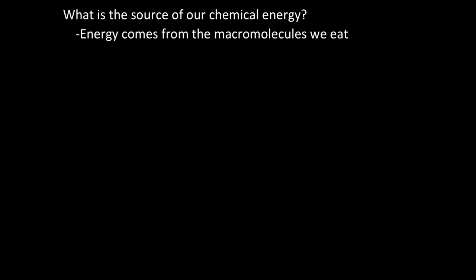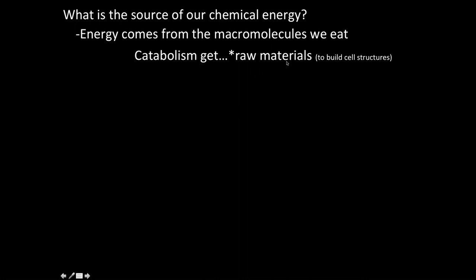We know that macromolecules can be used to build structures for our cells, but we also learned that there's energy there as well. So catabolism, the breaking down of molecules, is going to provide raw materials in order to build cell structures, but it's also going to provide energy in the form of carbohydrates, lipids, and proteins. Now, if you remember, our cells actually prefer carbohydrates as its main source of energy, but it can use lipids and it can use proteins as well.